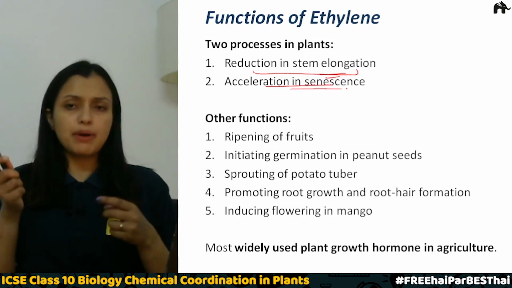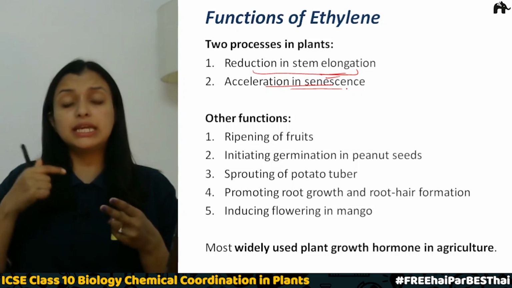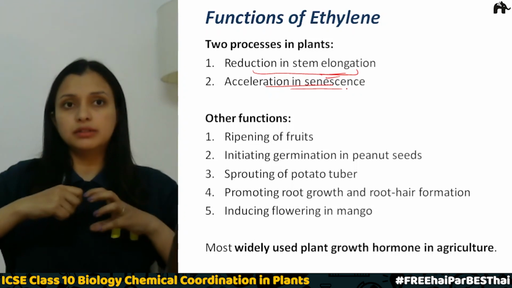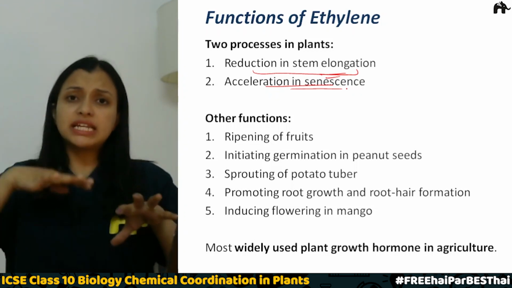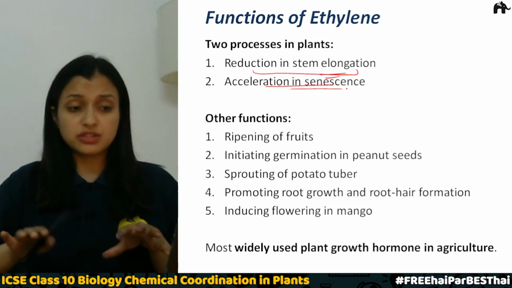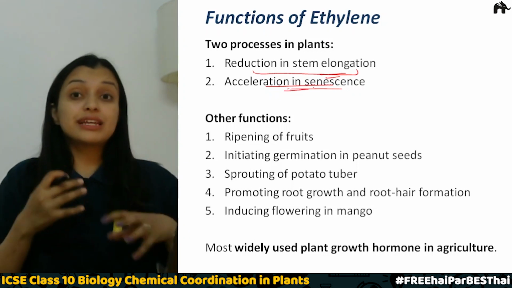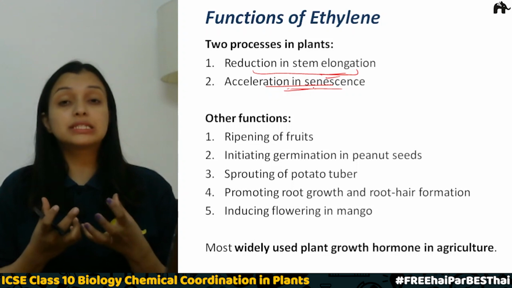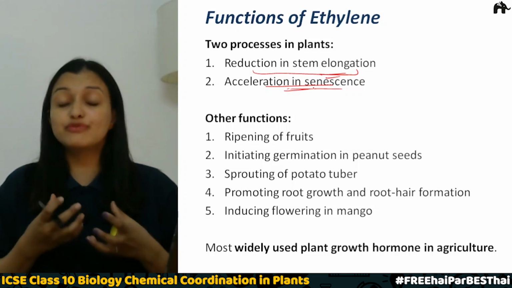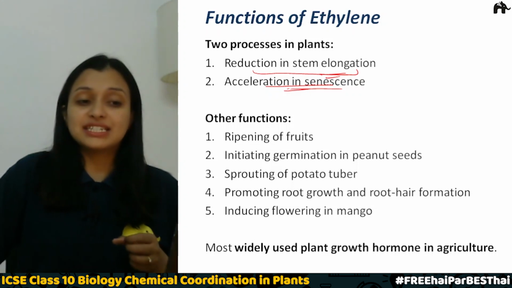So we studied about auxins and gibberellins, that they actually delay this senescence process, this aging process, right? But the acceleration of this aging process is done by whom? Which hormone? Which phytohormone? So that is ethylene.